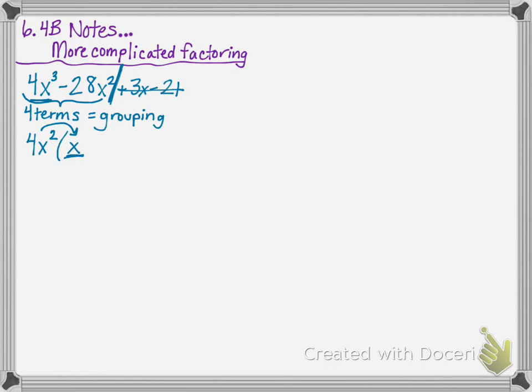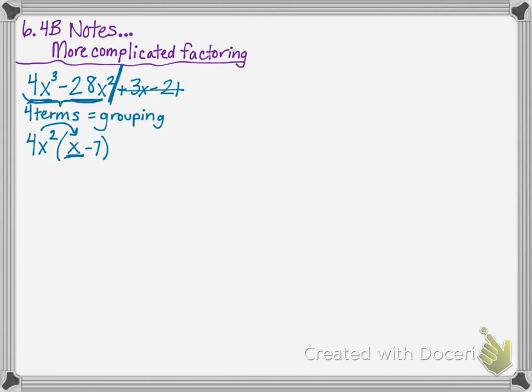Next thing I need to know is if I took out 4x squared, what would be left for negative 28x squared? Well, 4 times negative 7 is negative 28, and x squared times 1, I don't really need to put a 1 there. I can just close my parentheses. So I've taken out everything that they have in common there.